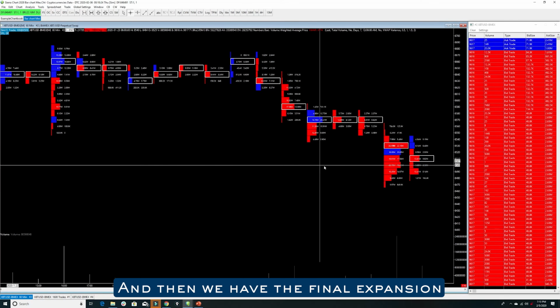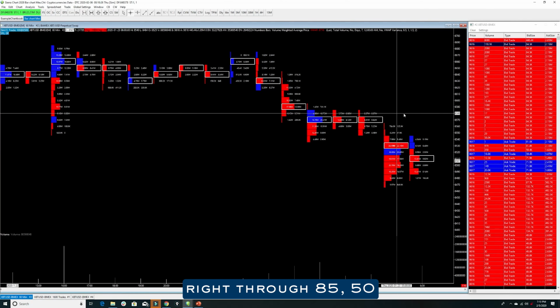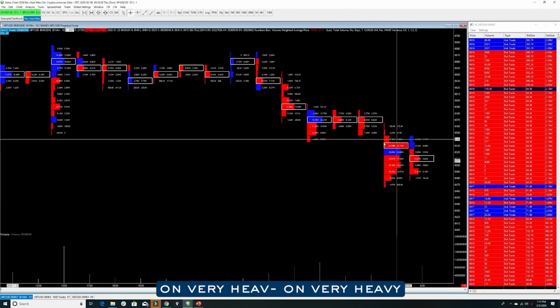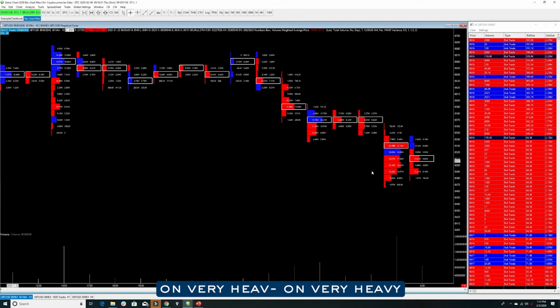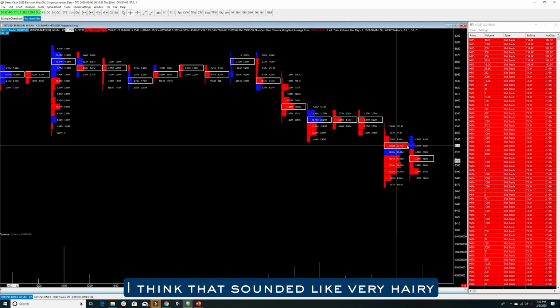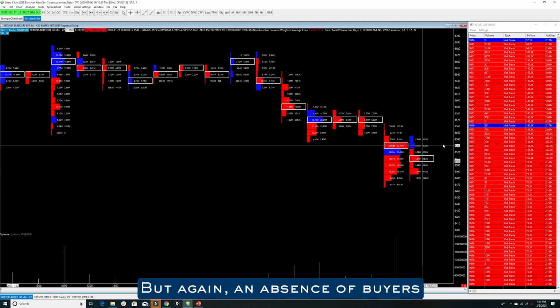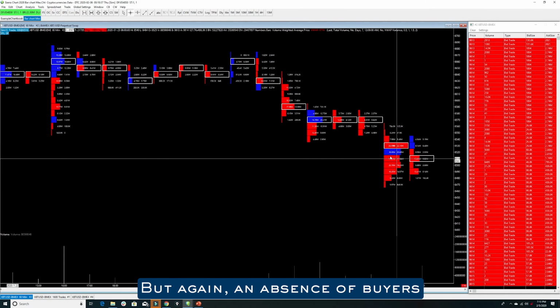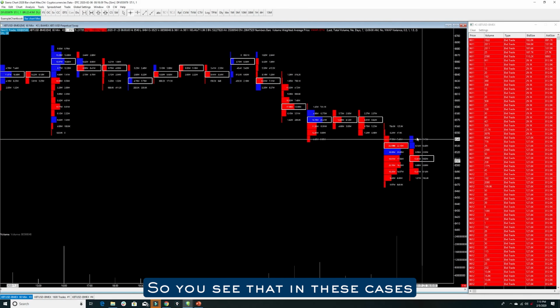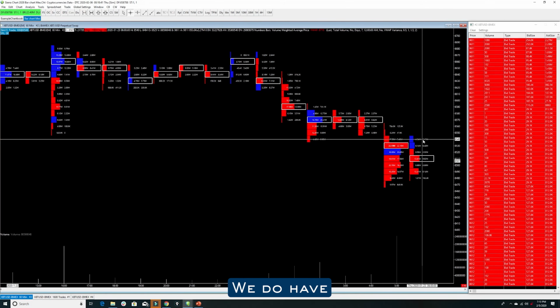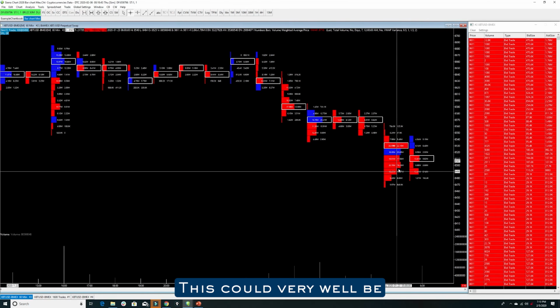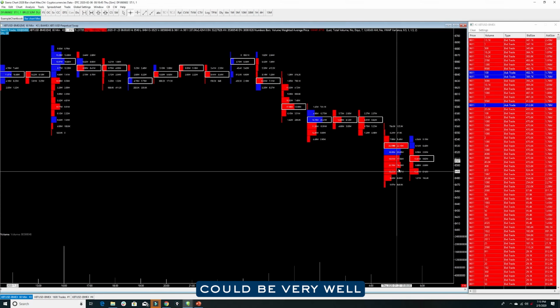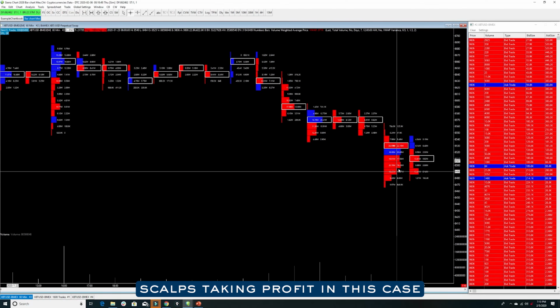And then we have the final expansion, okay, right through 85.50 on very heavy selling volume. But again, an absence of buyers. So you see that in these cases, towards the highs, we do have a little bit of buying activity. This could very well be your initiative short scalps taking profit.